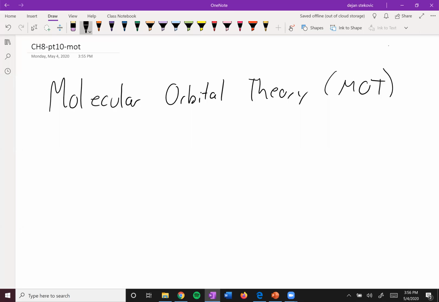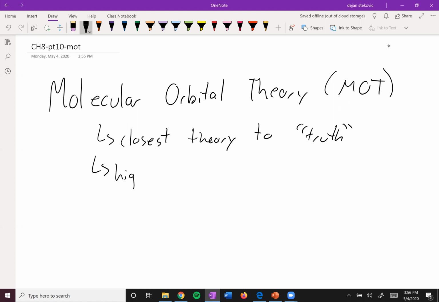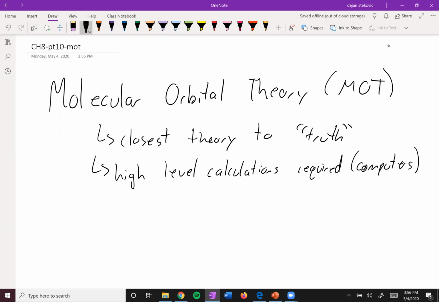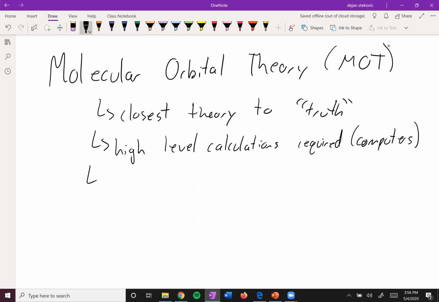All right, so molecular orbital theory, this is the closest theory to the truth. So it's the most accurate, most precise. The drawback is, if it's the most accurate, why wouldn't we just use it all the time? Well, in order to do this kind of stuff, you need high-level calculations, and these are most often done on computers. The very simple ones you can do by hand, but anything even remotely complex is going to have to be done by a computer.